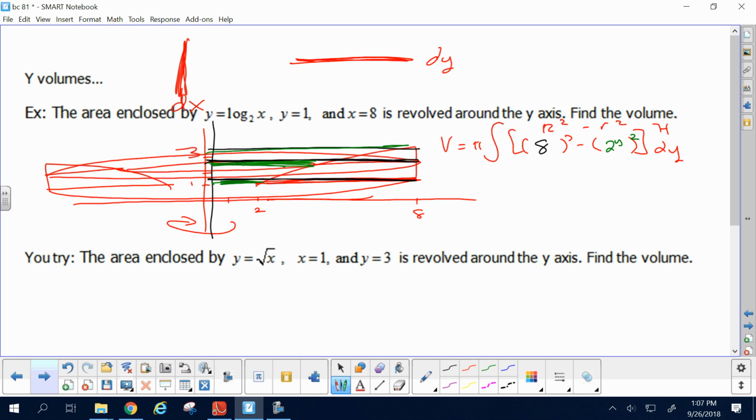We're going to do this without a calculator. What are the limits of integration? 1 to 3. Okay. Now, pi, easy enough. Antiderivative of 8 squared, or 64, is? 64y. It's been a while, but there's a way to integrate that well with algebra. 2 to the y to the second is equivalent to 2 to the 2y, or 2 to the 2 to the y, or 4 to the y. That's on the test on Friday.